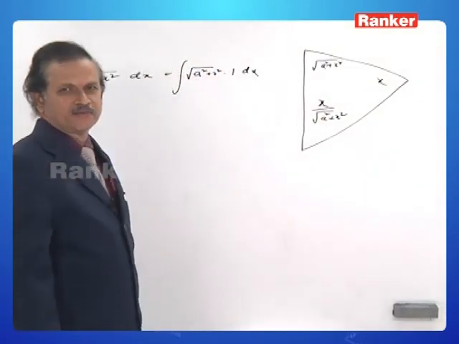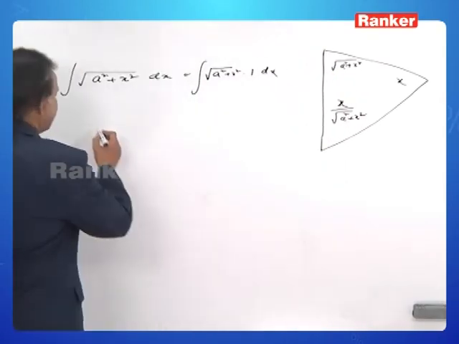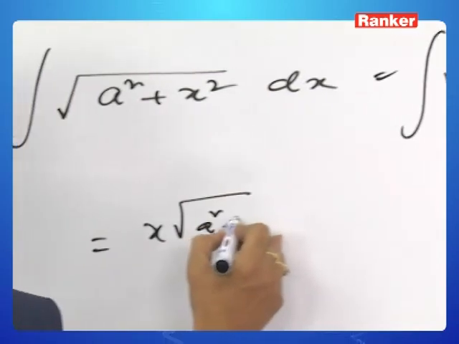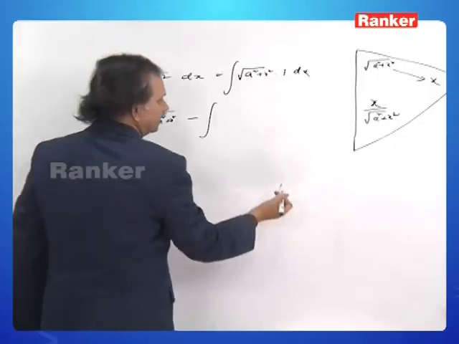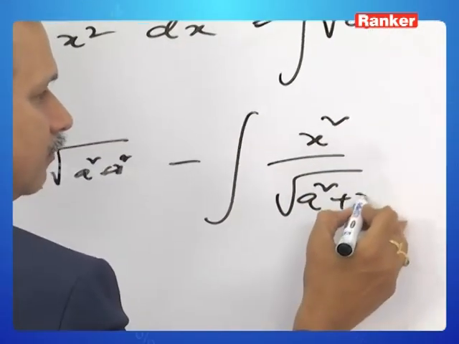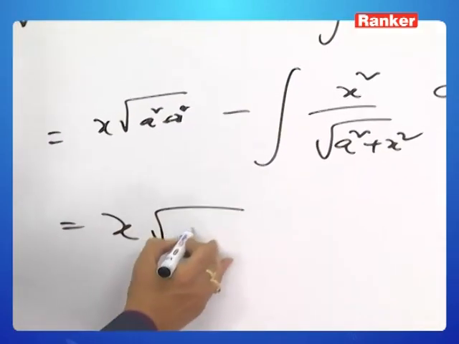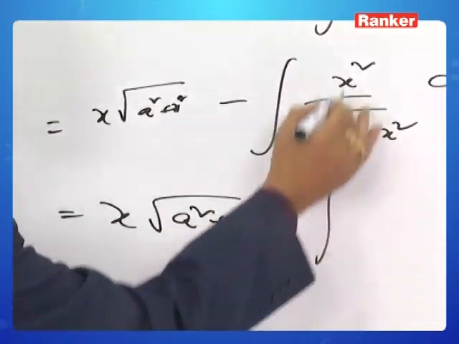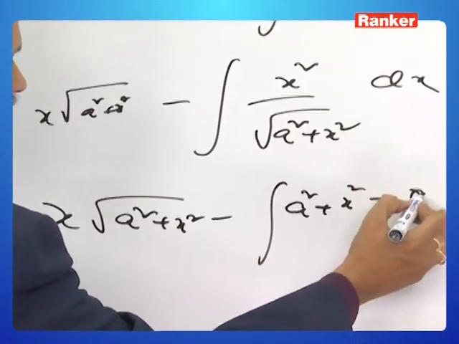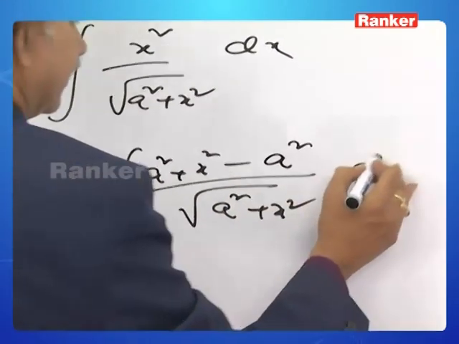I think you could have understood the pattern. f of x, f dash x, integral of g of x. Come on, what will be the answer? Product x into root of a square plus x square minus integral of this product, x square by root of a square plus x square dx. Well, it is equal to x into root of a square plus x square minus integral of, you can write x square as a square plus x square minus a square, by root of a square plus x square dx.